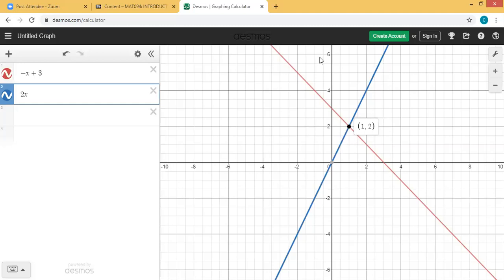All right. So let's try another one together to make sure that we've got this. So let's open a whiteboard and try a brand new one together. Let's solve x plus 2y equals 1 and 2x minus 3y equals 9.